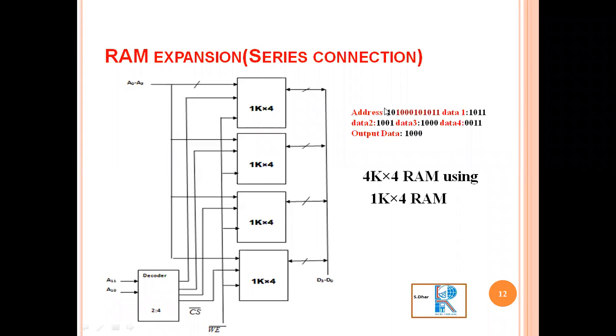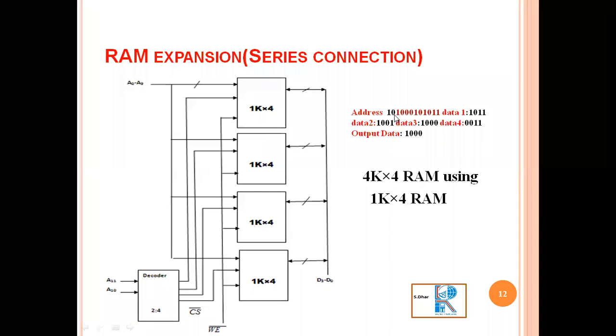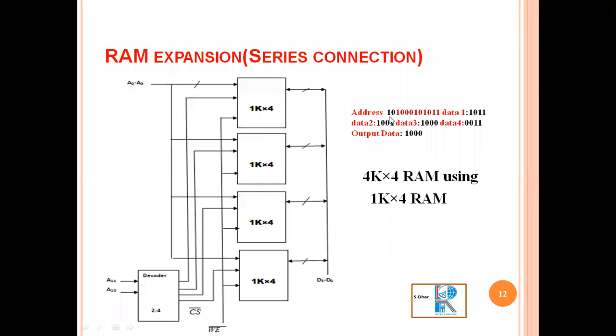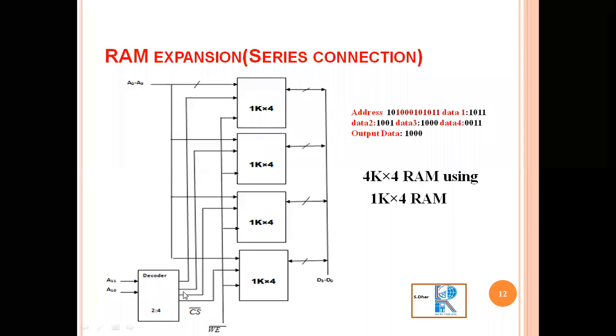Now what is the function of these 2? See here. If the processor gives this type of address, first it will go to these left-hand side 2 bits, A10 and A11, which are called the most significant bit positions. It will pass the most significant bits into the decoder. If it is 0, 0, the first line will be activated. 0, 1, the second line. 1, 0, the third line will be activated.